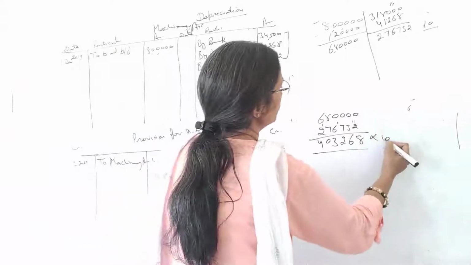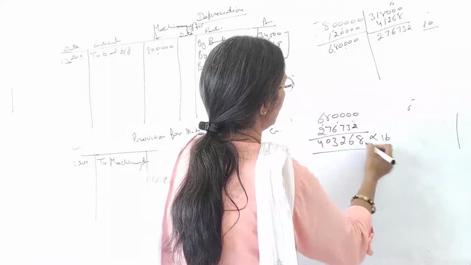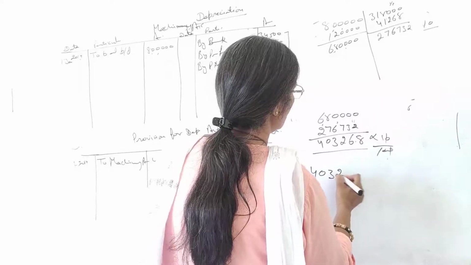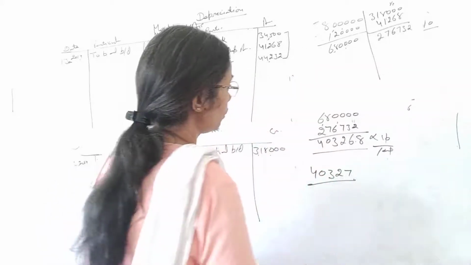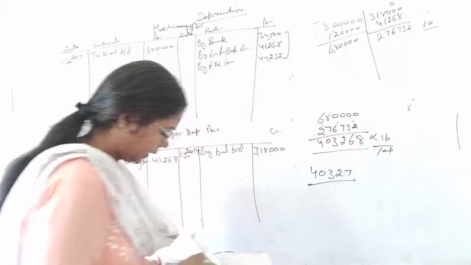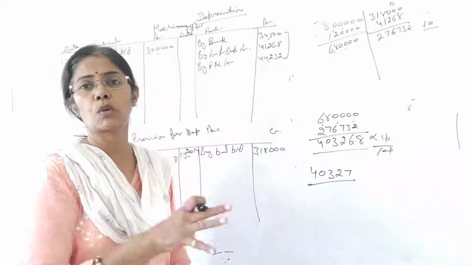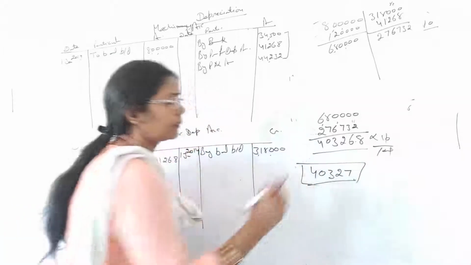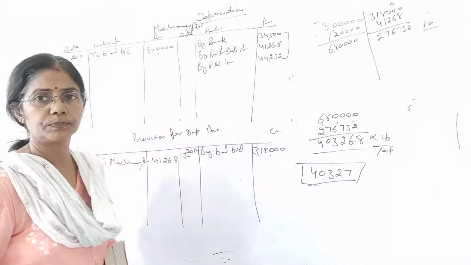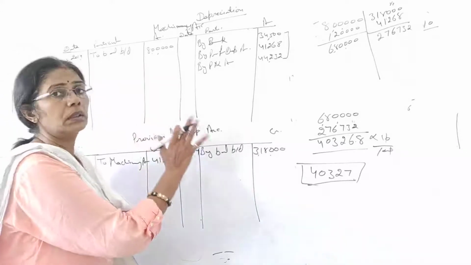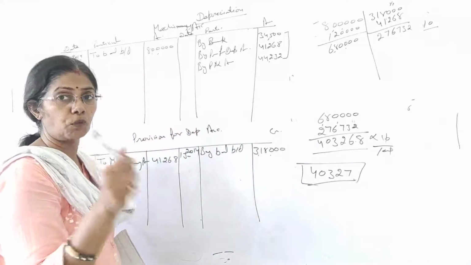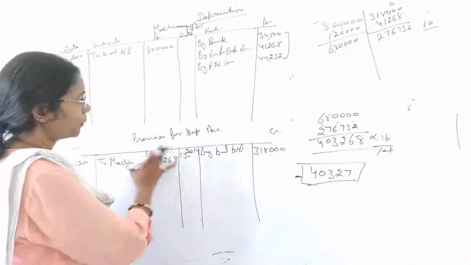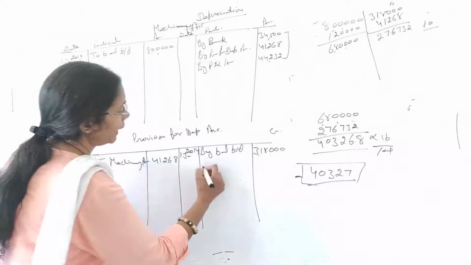Fine. 10% we provide, and that comes to 40,327 right now. Okay. All right. So this is the amount of depreciation which we have to provide. Now, always keep in mind which method we are doing, where we have to provide. It is not the first method, it is the second one, the provision method. So this depreciation on the remaining assets goes to this provision for depreciation.